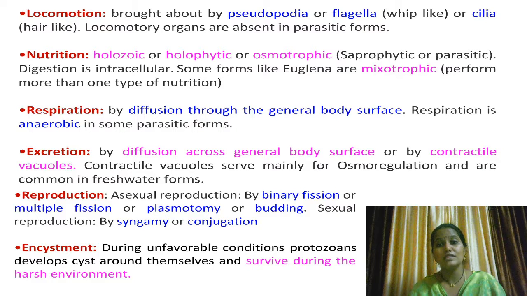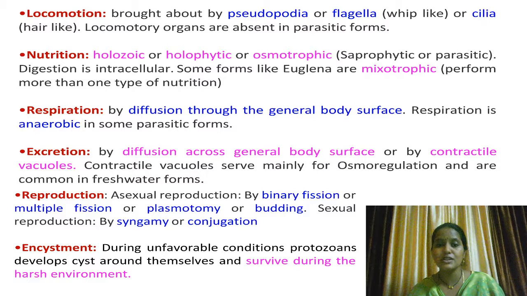Contractile vacuoles serve mainly for osmoregulation and are common in freshwater forms. Reproduction is of asexual as well as sexual type. Asexual reproduction takes place by binary fission, multiple fission, plasmotomy or budding, and sexual reproduction takes place by syngamy or conjugation. Now what is asexual reproduction and sexual reproduction?